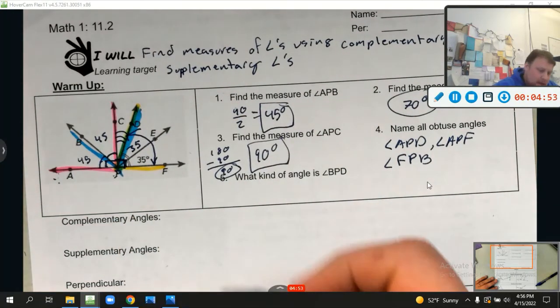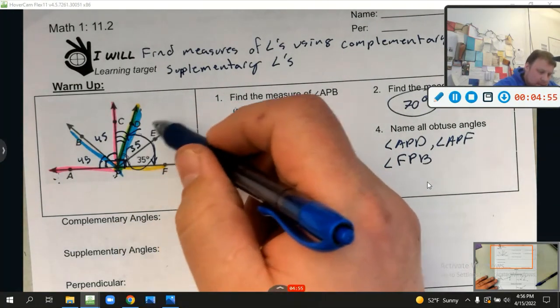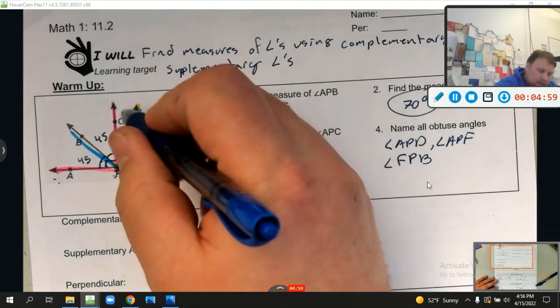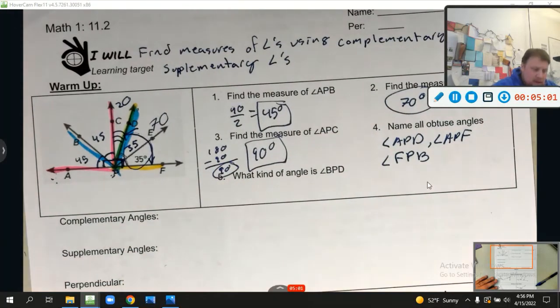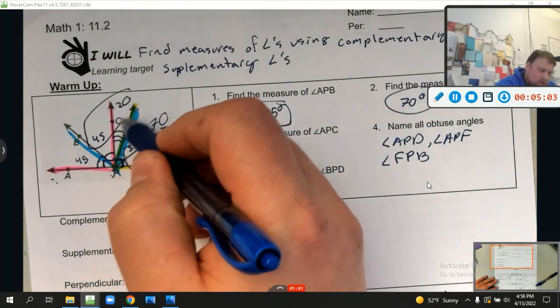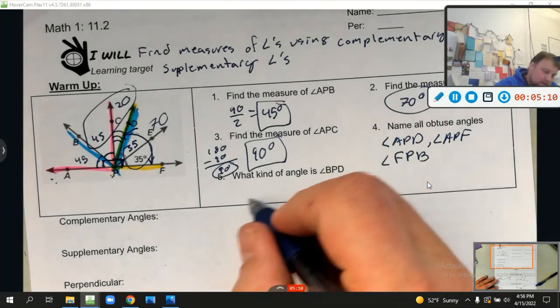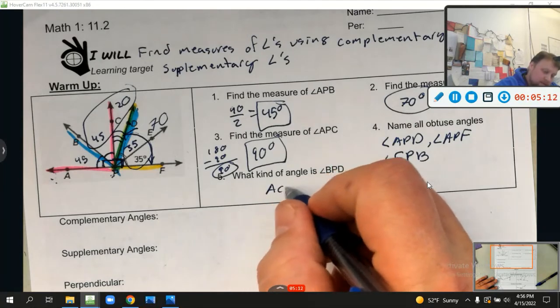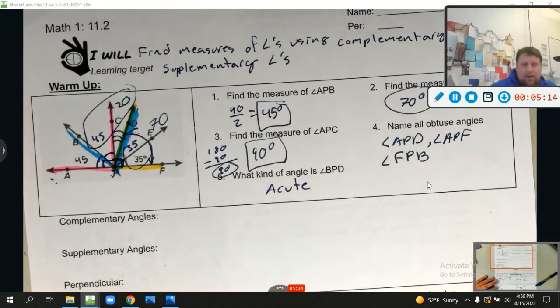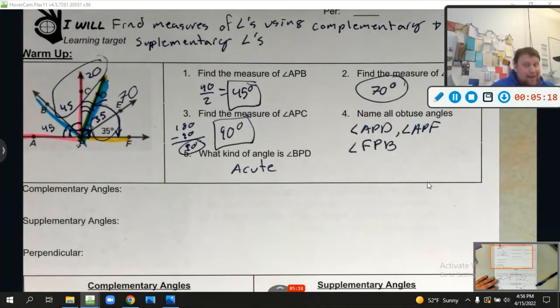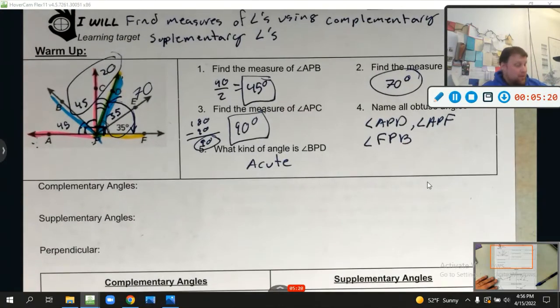So to find out what that is, I know these two add up to 70, and this is 90 degrees, so what's 90 minus 70? It's 20. So that's 20, and let's add these together. 20 plus 45 is 65. 65 is less than 90, so what kind of an angle is it? It is acute. It's less than 90 degrees, okay? There we go. That's kind of challenging, so just keep that in mind. We'll talk through it. If you need to, have questions.